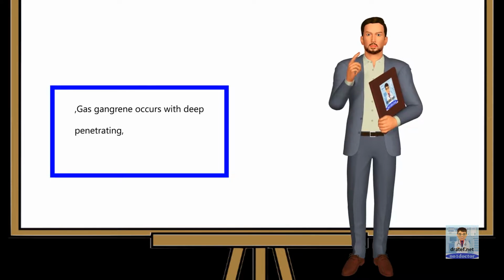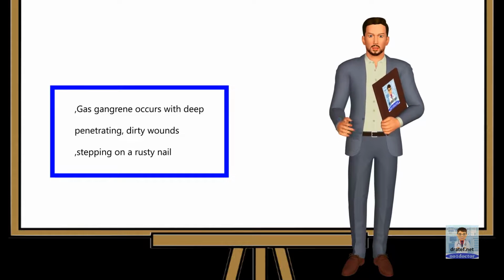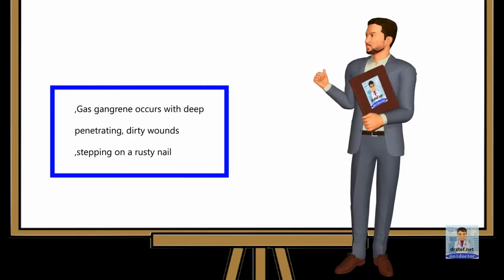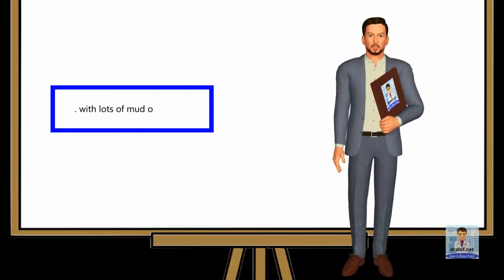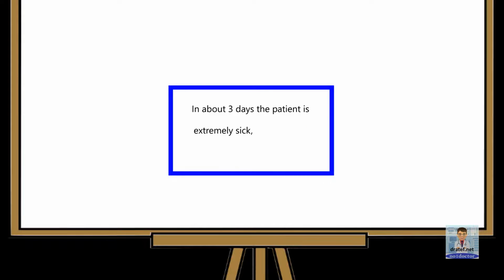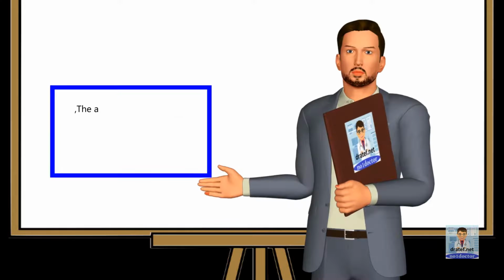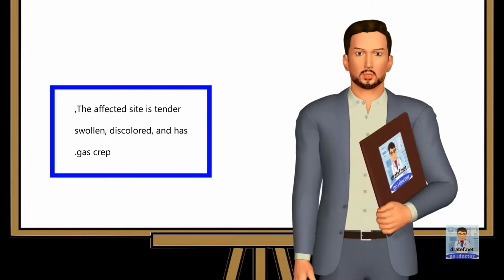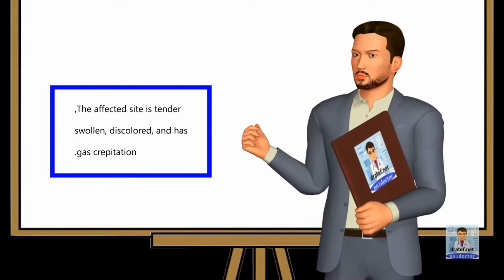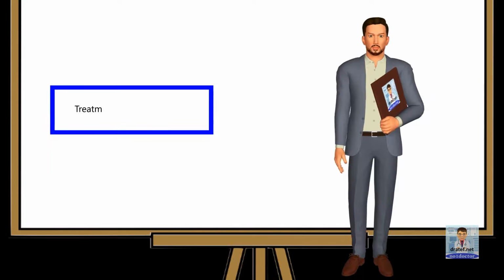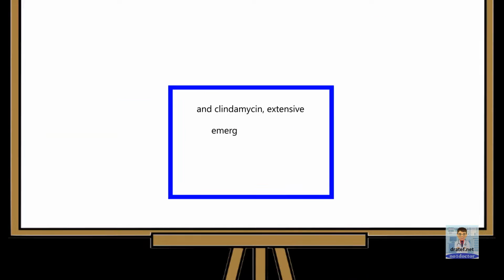Gas gangrene occurs with a deep, penetrating, dirty wound, such as stepping on a rusty nail, with lots of mud or manure. In about 3 days the patient is extremely sick, looking toxic and moribund. The affected site is tender, swollen, discolored, and has gas crepitation. Treatment includes penicillin and clindamycin, extensive emergency surgical debridement, and hyperbaric oxygen.